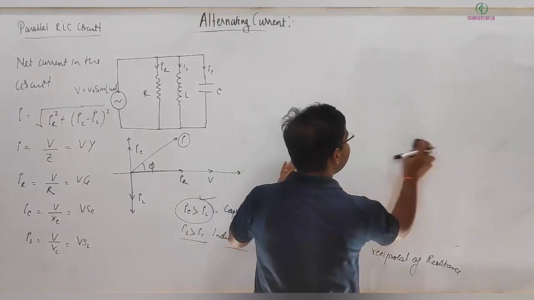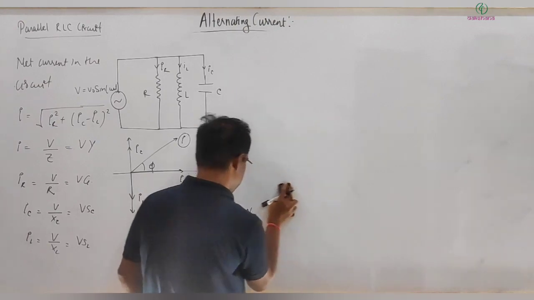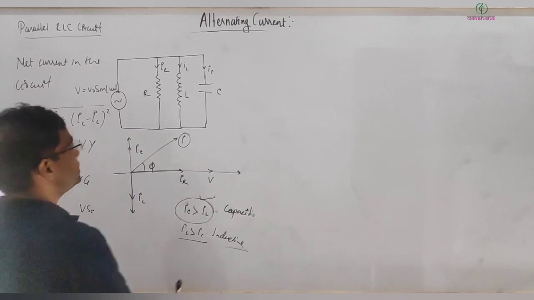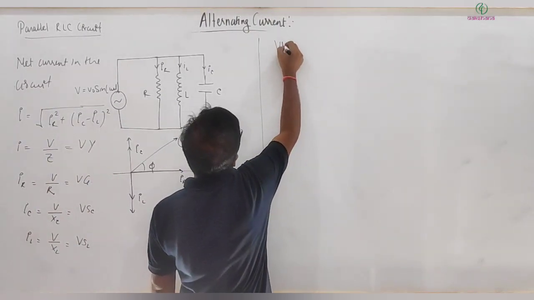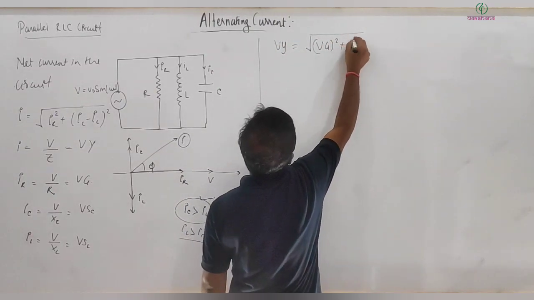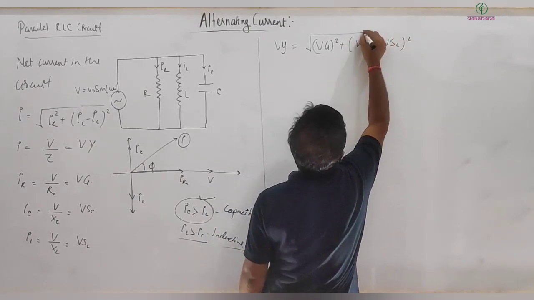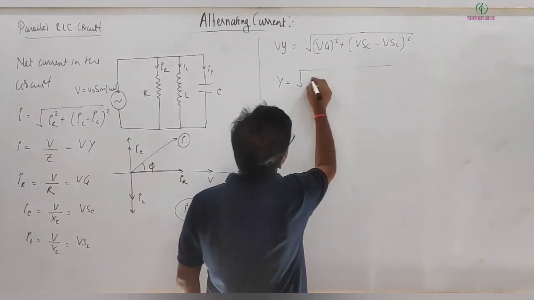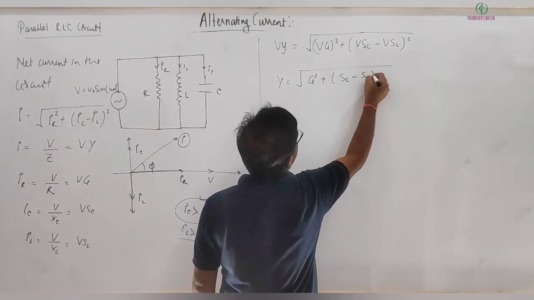So you can write expressions in terms of reactance and resistance, and sometimes it's better to write in terms of admittance. So in this situation I can now substitute things here. I is equal to V into Y, and that is equal to under root of (V into G) whole square plus (V into SC minus V into SL) whole square. This implies your admittance is, with V getting cancelled, under root G square plus (SC minus SL) whole square.